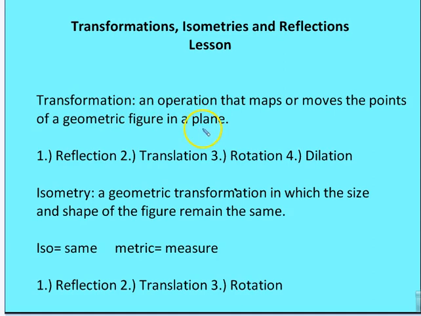Okay, so just back to talking about transformations. A transformation is an operation that maps or moves points of a geometric figure in a plane. Reflections, translations, rotations, and dilations are all transformations. Isometry is a subset or a grouping of these three transformations: reflections, translations, or rotations, because the same size and shape of the figure remain.